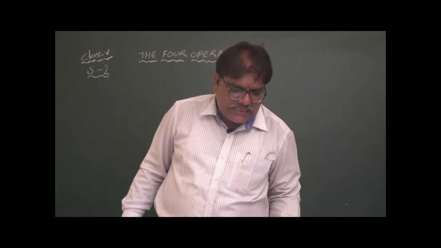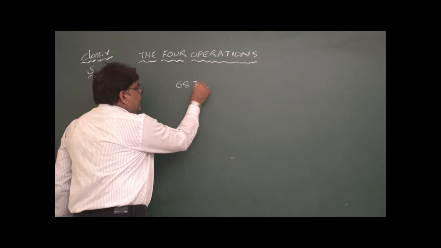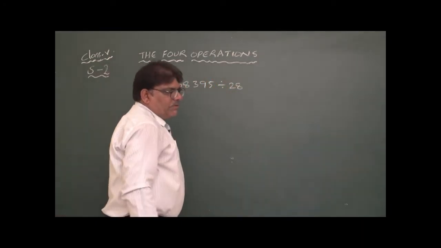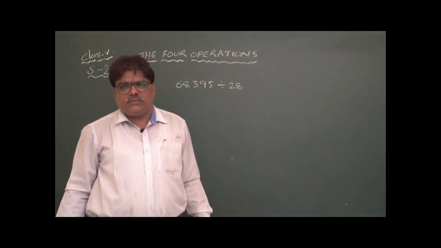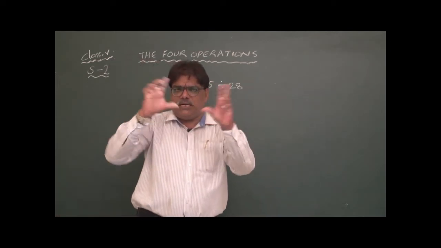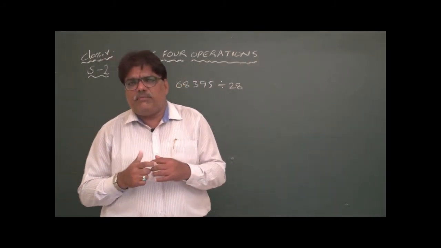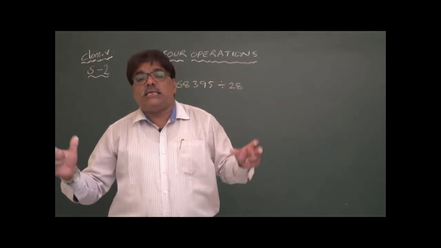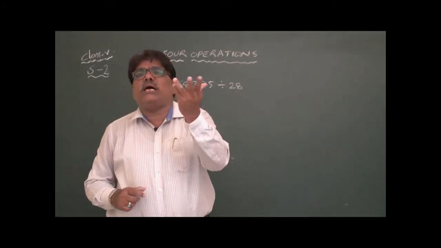68395 divided by 28. Why? Because generally you can't remember the 28 table. So what do we have to do? Already you know multiplication, multiples or tables. How do you get a table? For example, the 5 table: 5 1s are 5, 5 2s are 10, 5 3s are 15, 5 4s are 20, and so on. How are you getting it? By adding each time, then you are getting the result.